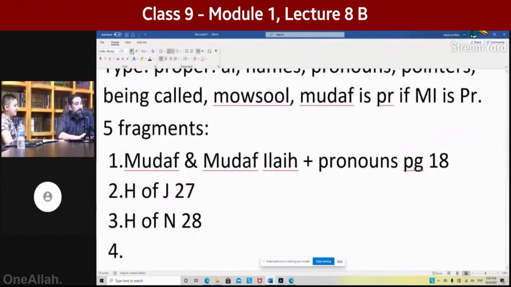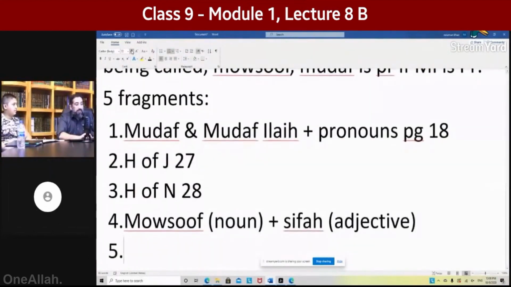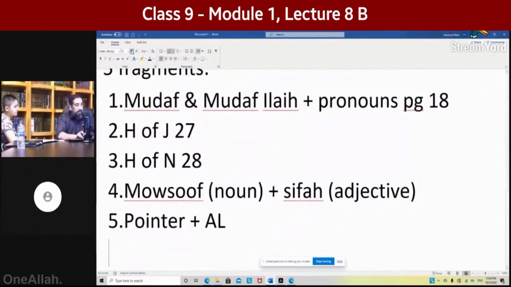And then the 4th one was mawsuf, which is the noun, plus sifa, which is an adjective. And then finally, there's the pointer, which is hada, hadihi. We did that today, plus al. Those were our 5 fragments. And then finally, there's the sentence.